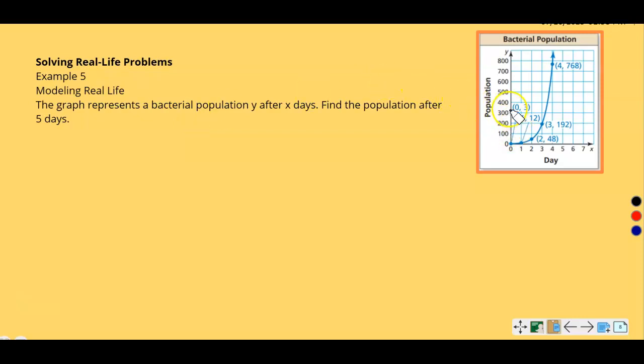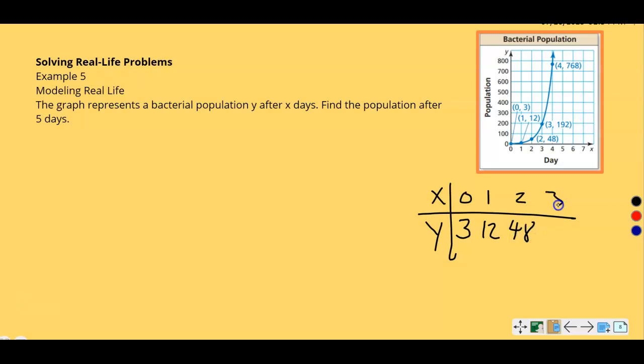All right, so if we look at the graph, we have (0, 3), (1, 12), (2, 48), (3, 192), and (4, 768). All right, so with that, we know that we can create our table of values. So we have (0, 3), (1, 12), (2, 48), (3, 192), and (4, 768).